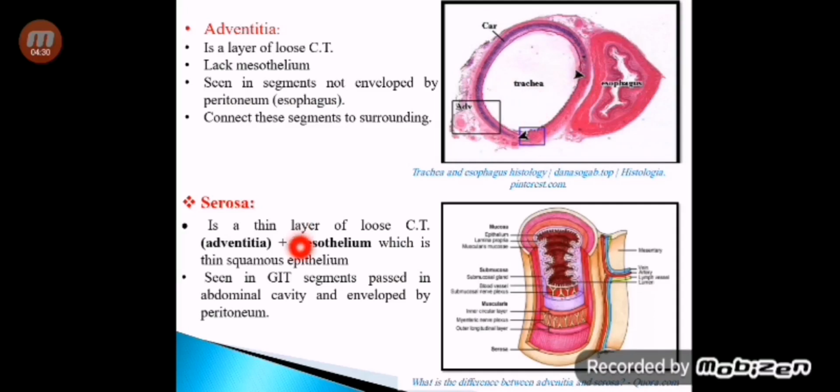While serosa is a layer of adventitia covered by mesothelium, which is a thin squamous epithelium, and is seen in GIT segments that pass in the abdominal cavity and are enveloped by peritoneum. So in these segments, the outer layer is covered by a thin layer of squamous epithelium named mesothelium. So the main point of differentiation is the presence or absence of mesothelium. If it is present, it means it is serosa. If it is absent, it means it is adventitia.